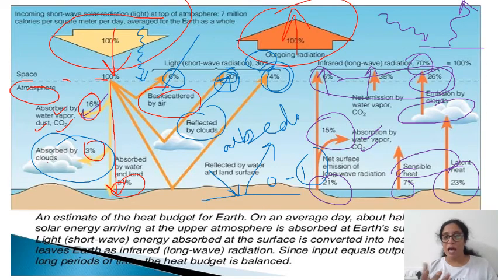So where is the other 30%? It has to be balanced, right? Incoming is 100%, so outgoing has to be 100%. So the other 30% is coming from this place. So this 30 plus this 70 makes 100% of the heat that is lost to space. In this way our Earth's optimum temperature is maintained. This is a very important aspect of our climate.